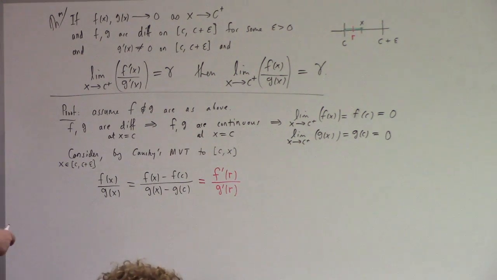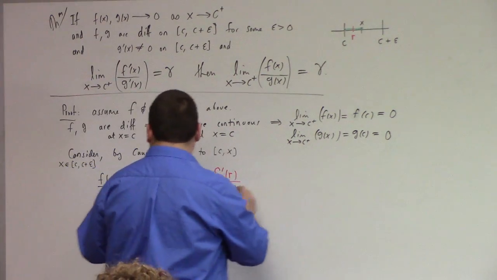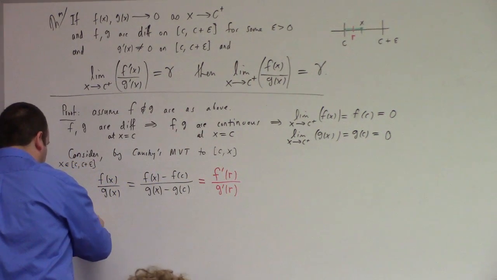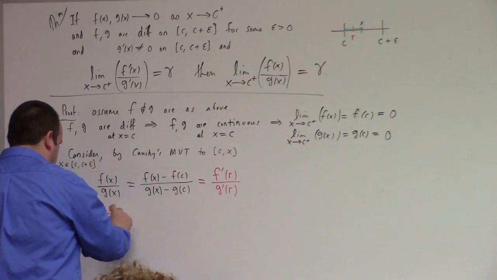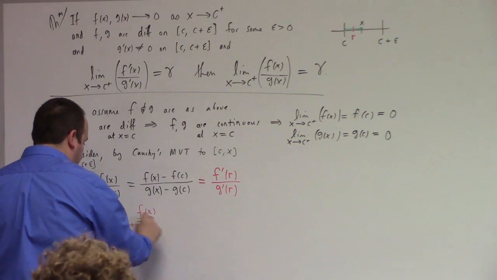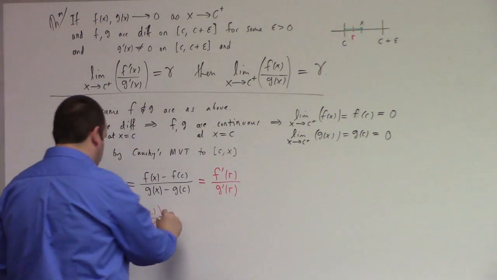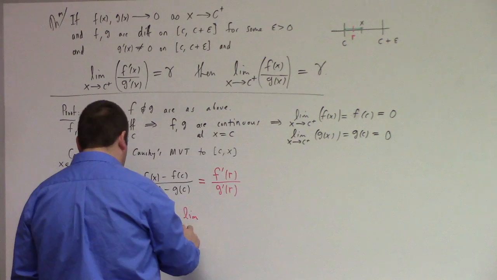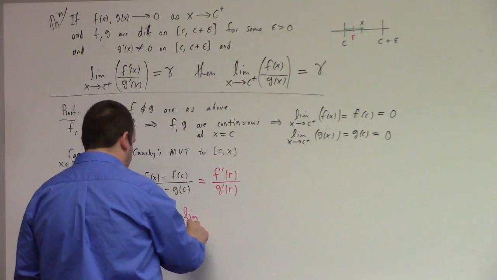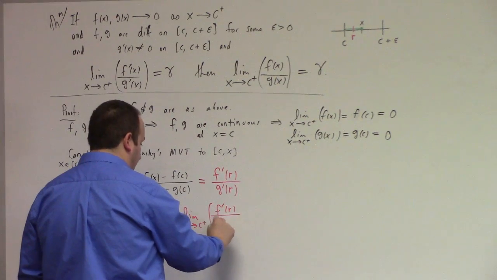You can see it from this, right? You can see clearly that if you take the limit as x goes to c from the right of f of x over g of x, that's equal to the limit as x goes to c from the right of f prime of r over g prime of r, just using what's above.